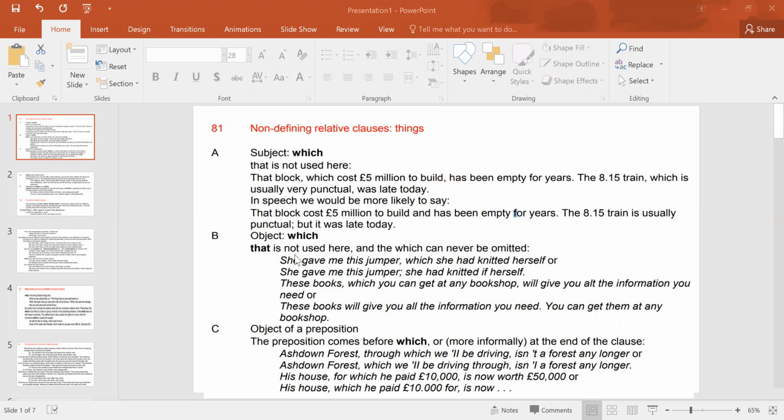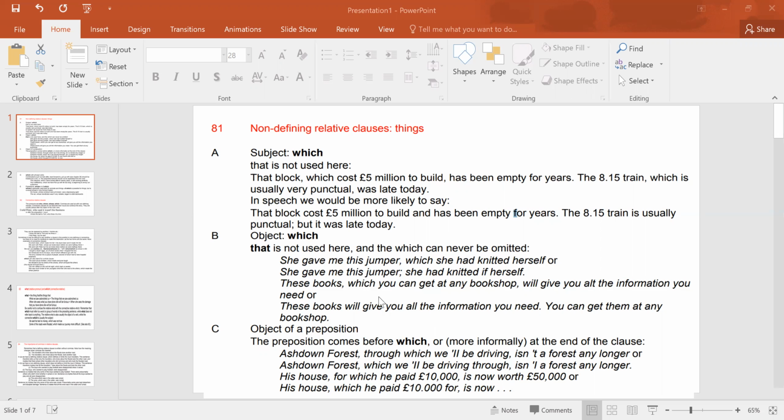Next, object: "that" is also not used here, and which can never be omitted. You can say that in non-defining relative clauses you usually use which, and you cannot omit which when you are using it as object. For example: she gave me this jumper, which she had knitted herself. Or you can also say: she gave me this jumper; she had knitted it herself. This is not "if", this is "it". All right, this is a typing mistake.